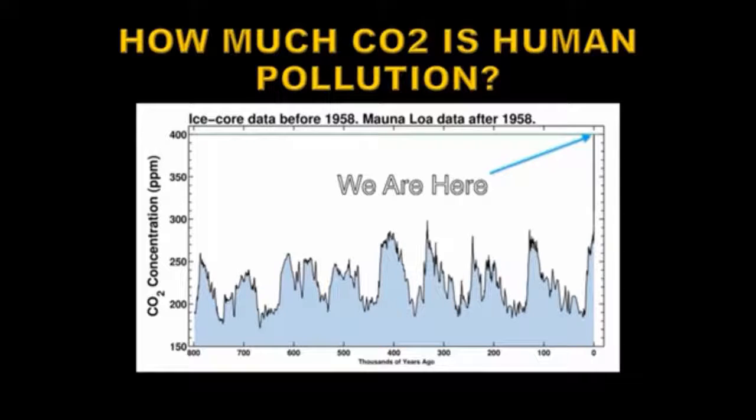How much of the carbon dioxide in the atmosphere is from human pollution? If you go back nearly 1 million years, you can see that the carbon dioxide levels have varied from about 180 parts per million to about 280 parts per million. It's only in the recent few decades that the concentration has increased to over 400 parts per million.